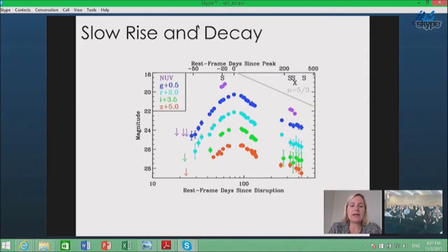And here is the light curve from Pan-STARRS in the blue, cyan, green, and orange, and GALEX in the magenta. And you can see that it has this very nice, smooth shape, a rise, and then a power law decay that's actually quite similar to the t to the minus 5/3 power law that you expect for fallback accretion in a tidal disruption event.